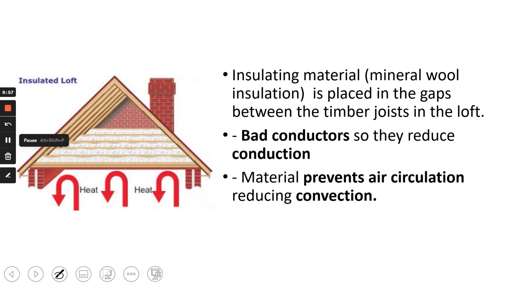So if we look at this image, we can see how the insulated loft works. Insulating materials such as mineral wool or fiberglass are fitted between the gaps in the roof. This material is a really bad conductor, so it reduces heat loss by conduction, and the material also prevents air circulation, which we learned from the video that to reduce convection we need to stop the free flowing of fluids.